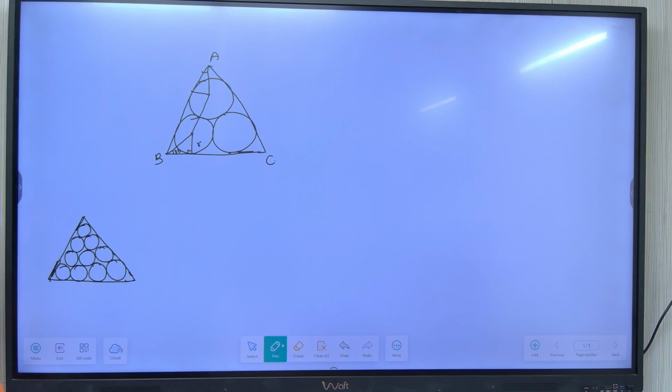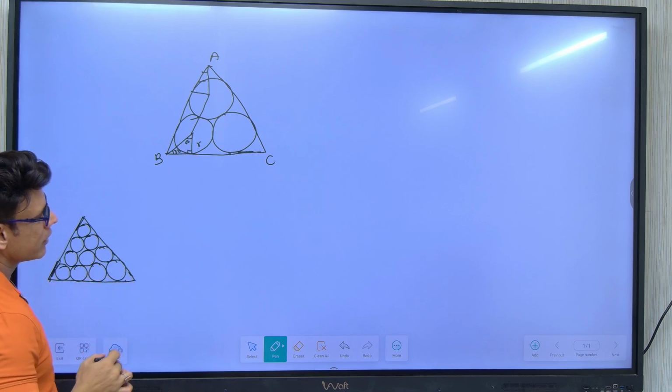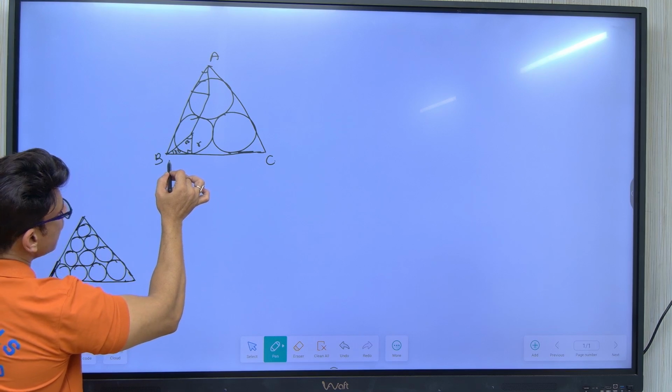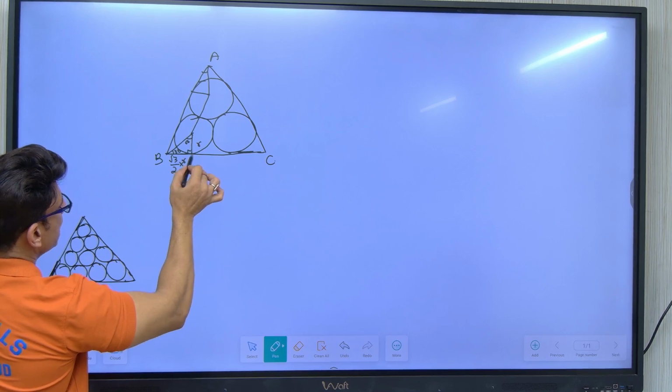So you just have to find out the side of the equilateral triangle if the radius is given, right? So now 30, 90, and this will be what? So what is the side opposite to 60 degree? This side. Very good. Root 3 by 2 times of hypotenuse. Now how much is the hypotenuse?